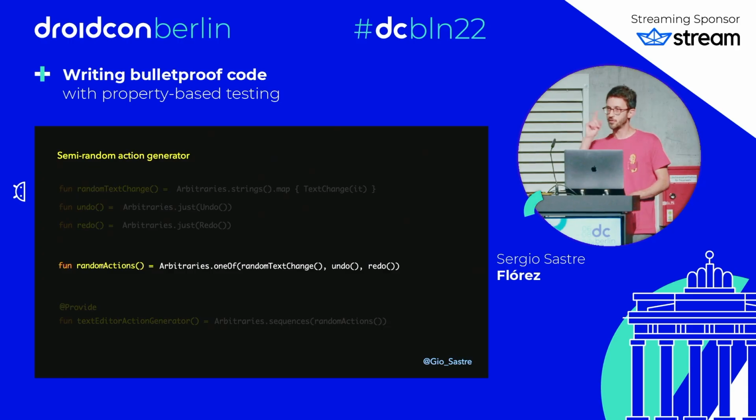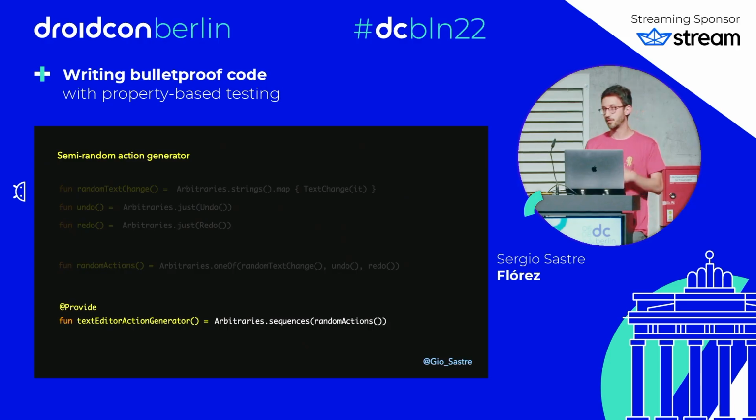So now we want to take only one of those actions, generate one of those actions randomly. So we use Arbitraries oneOf. So pick me one of these randomly. And then we have to use the Provide annotation for the generator, as we saw before. And here, we don't want only one random action, we want a sequence of random actions. So we use these ActionSequences.